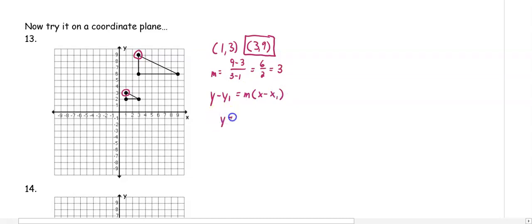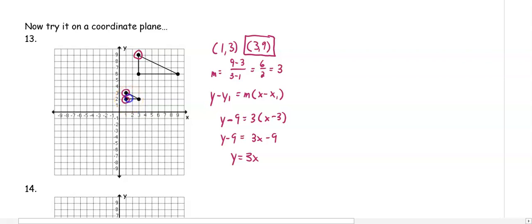So in this case, we get y minus 9 equals 3 times x minus 3. I'm going to distribute the 3, so y minus 9 equals 3x minus 9. If I combine the 9s together, I get y equals 3x. So I need a second equation, so I'm going to pick two other points.